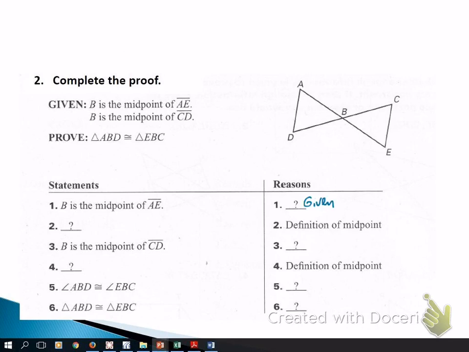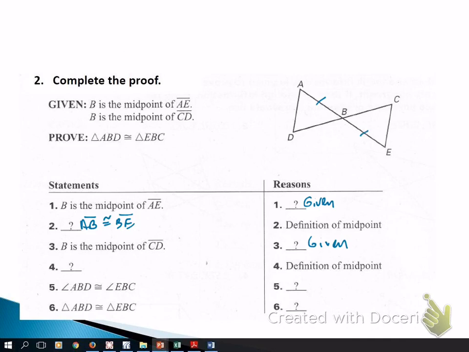Okay. So, B is the midpoint of AE. That's given. Now, B is the midpoint of CD is also given. So I'm going to go find that statement and fill that in with given also. Now, B is the midpoint of AE is not a congruent statement. It doesn't tell me that two things are congruent, so I can't mark my picture. But I do know that if B is the midpoint of AE, then it does create two congruent segments, which are AB and BE. That's by the definition of midpoint, as you see there. So I can get in here and mark these guys congruent, AB and BE.